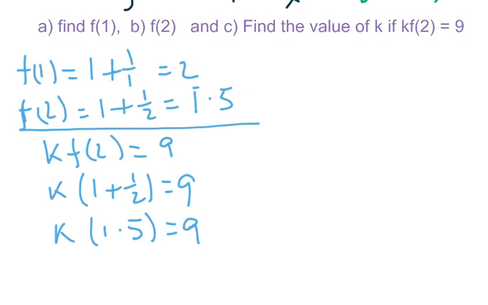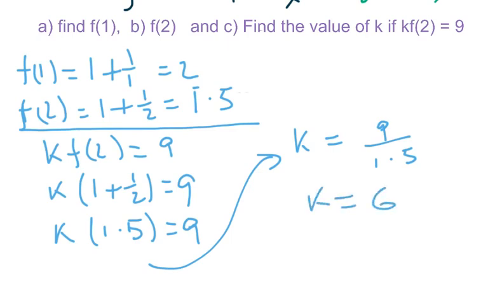So now, in order to find out what k is equal to, I need to divide both sides. Well, you can work it out yourself. You know it's 6, because 6 multiplied by 1.5 is 9. But the way to do it formally, if you didn't know that off the top of your head, you're going to say that k is equal to 9 divided by 1.5. So k is equal to 6, and that's your answer there.